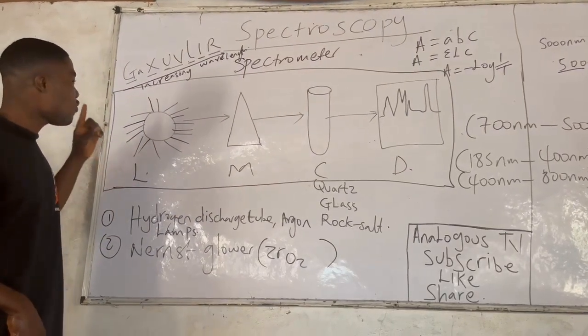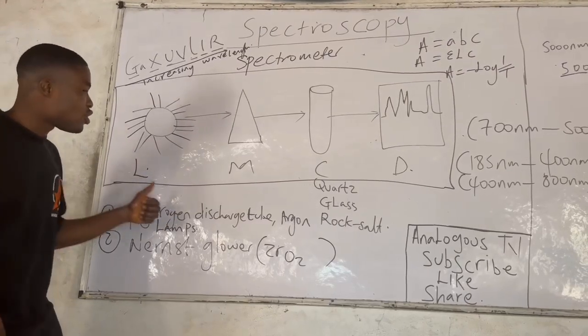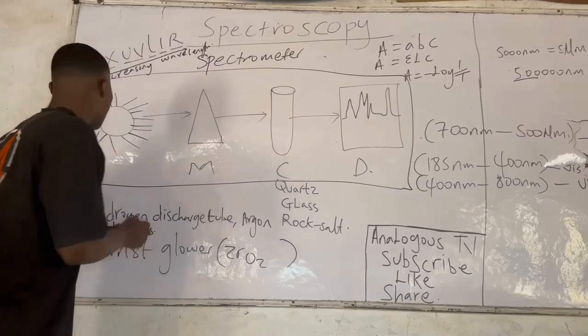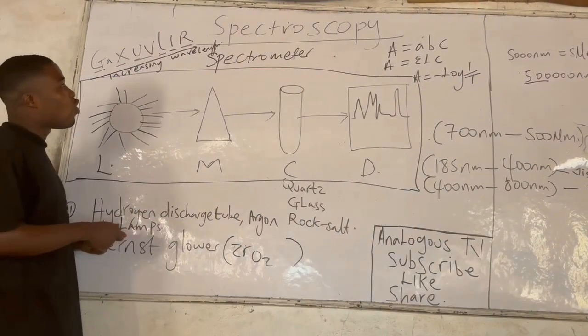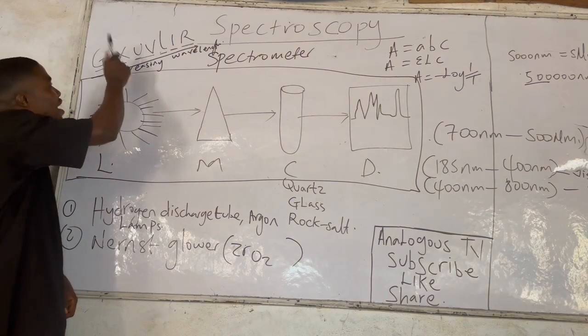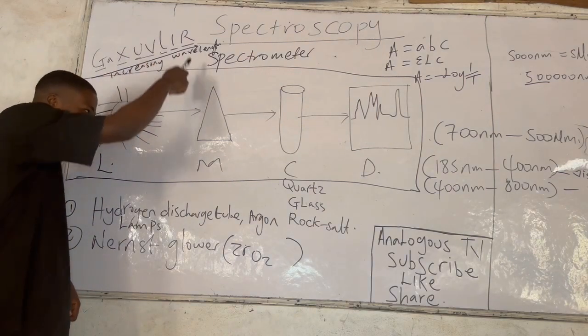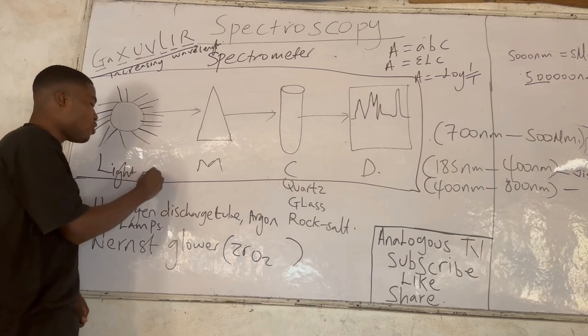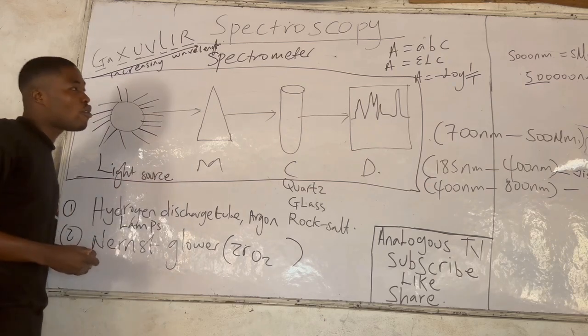Now, for a spectrometer, we have the light source, monochromator, cuvette, and the detector. The light source usually produces light of various radiations. So I can have a light source producing gamma ray, X-ray, UV, visible light, infrared. That's the light source. It produces light of various wavelengths, various types of light.